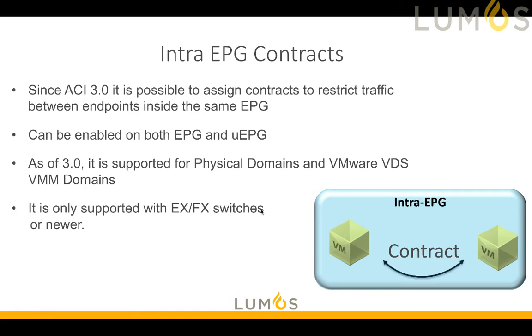Okay, so as I mentioned earlier, we can now apply intra EPG contracts as of 3.0. And this is great because, as I mentioned earlier, if we have a scenario where I want microsegmentation within an EPG, this is a requirement, but there's a couple servers in there that still need communication, and I need them to communicate, whatever reason that may be. I can now go in and I can apply an intra EPG contract that allows that communication to happen.